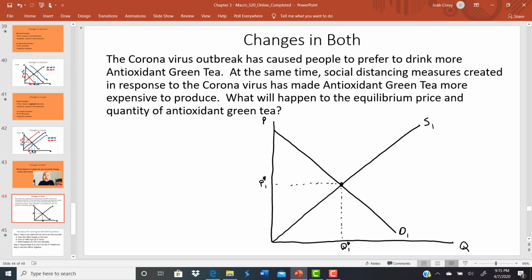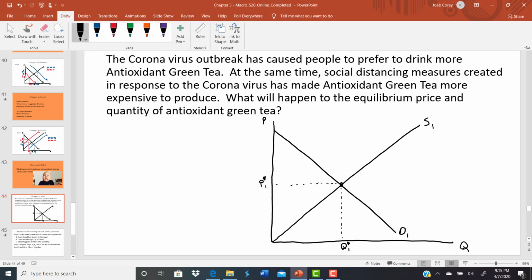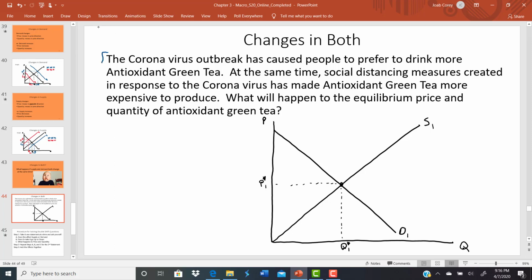All right. So whenever you see what I call double shift questions, where two changes are happening at the same time, you always want to isolate each statement. So take it one statement at a time. The first statement says that the coronavirus outbreak has caused people to prefer to drink more antioxidant green tea. Looking at this first statement, ask yourself: is this something that's going to affect demand, or is this something that's going to affect supply?